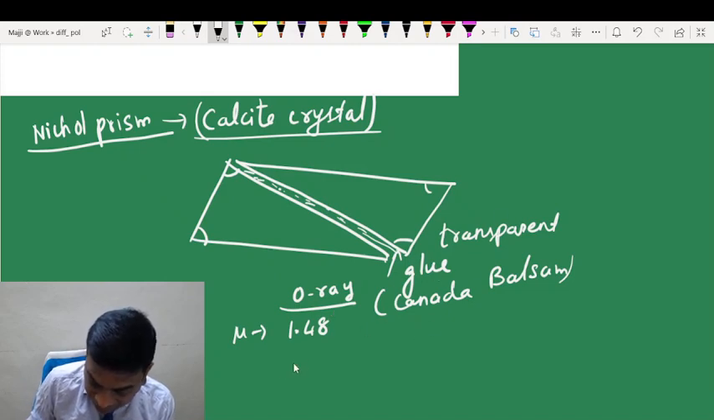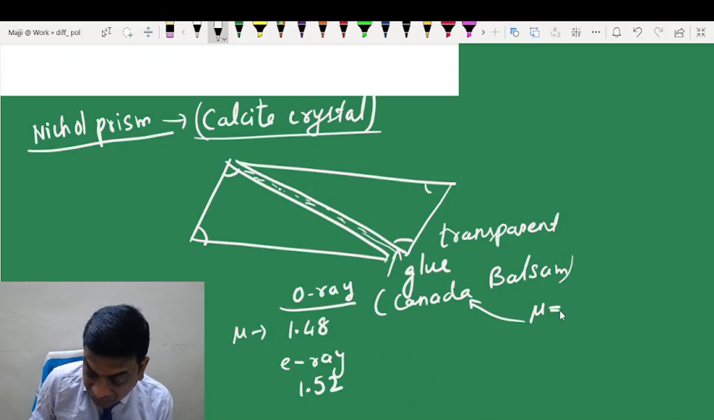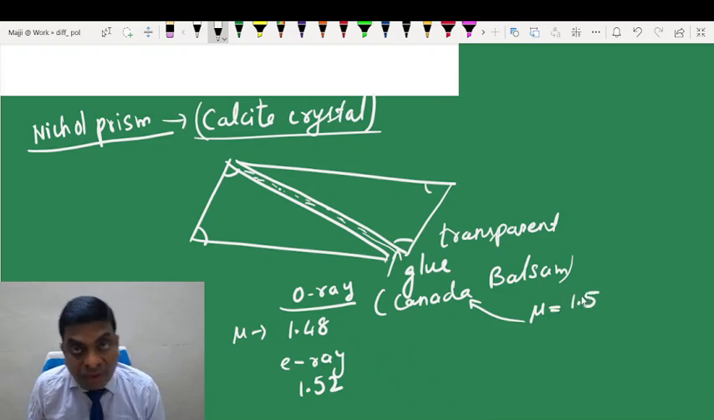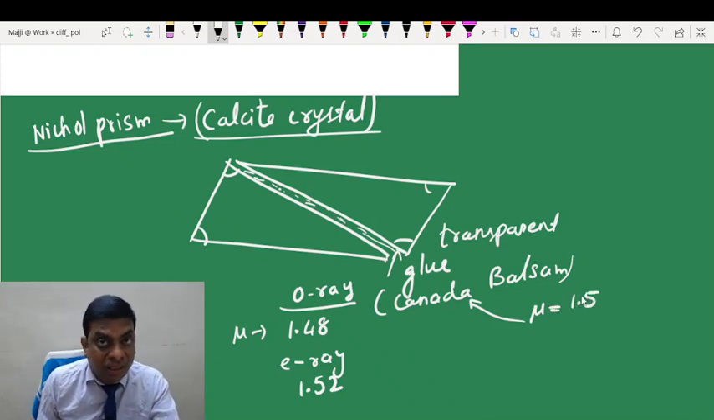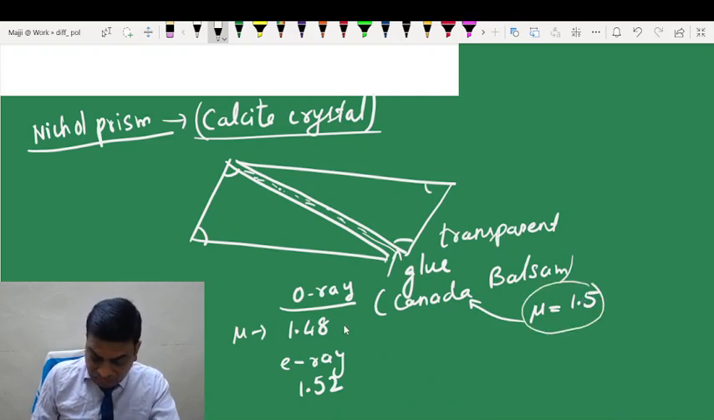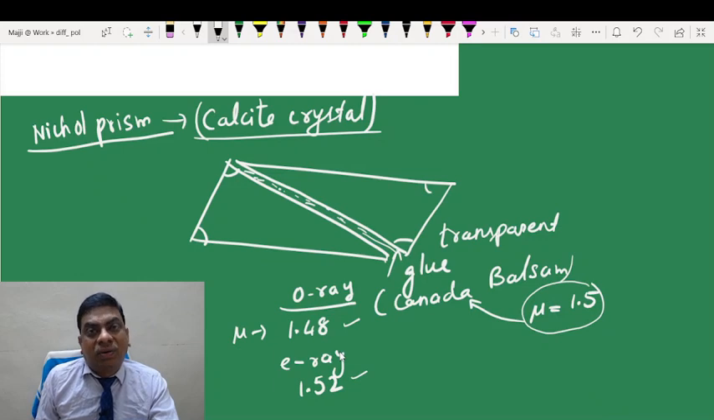Then the refractive index for the extraordinary ray, let us say it is somewhere around 1.52, and Canada balsam refractive index, remember, it's not a doubly refracting substance, so it will have a single refractive index. You can see the refractive index of this glue lies somewhere in between the refractive indices corresponding to the ordinary ray and the extraordinary ray.